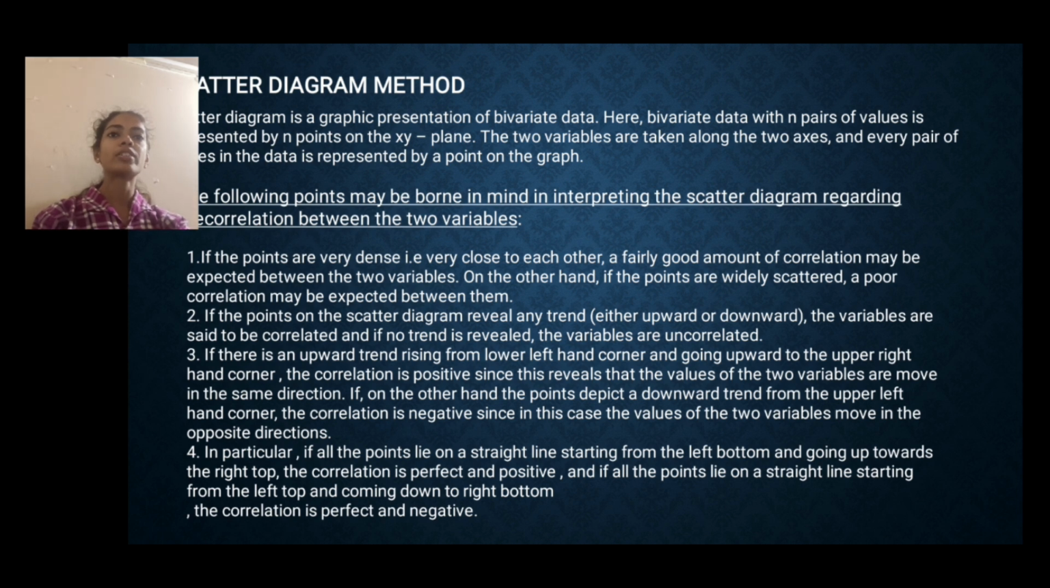If all the points lie on a straight line starting from the left bottom and going upward to the right top, the correlation is perfect and positive. If all the points lie on a straight line starting from the left top and coming down to the right bottom, the correlation is perfect and negative. The method of scatter diagram is readily comprehensible and enables us to form a rough idea of the nature of relationship between the two variables.